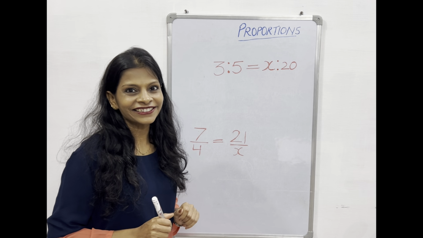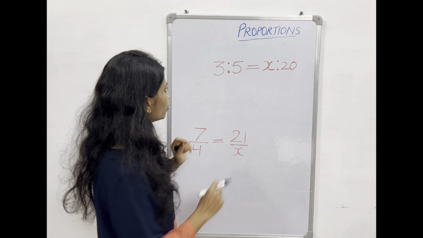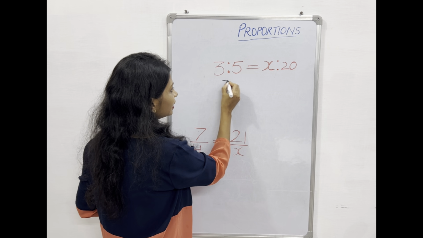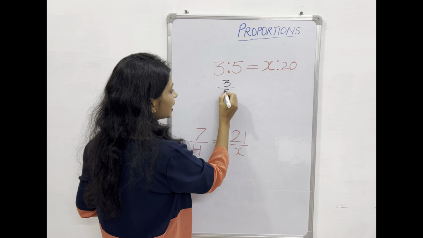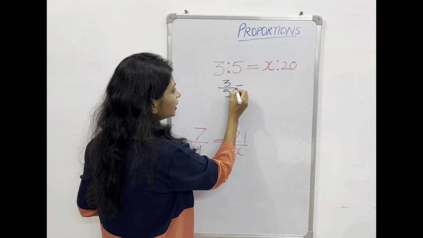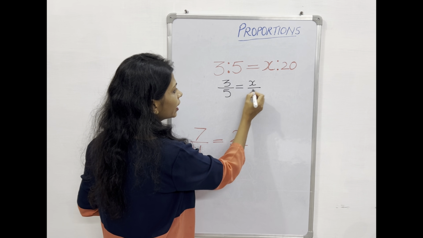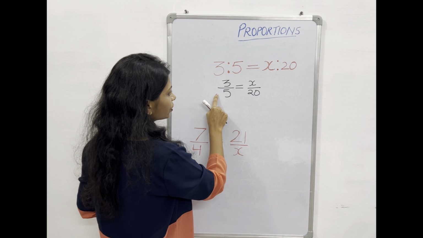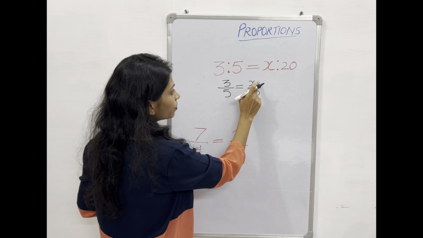So let's get started. In this ratio 3:5 and x is to 20, we learned that 3:5 can be written as 3/5 is equal to x divided by 20. Ratios can be written in terms of fractions. Now our job is to find x.